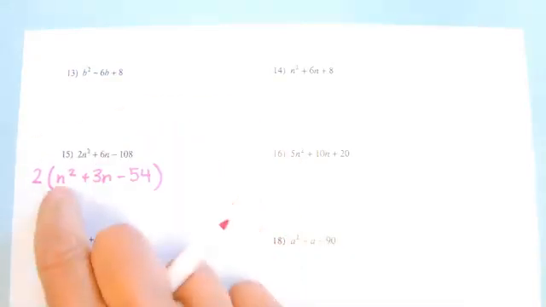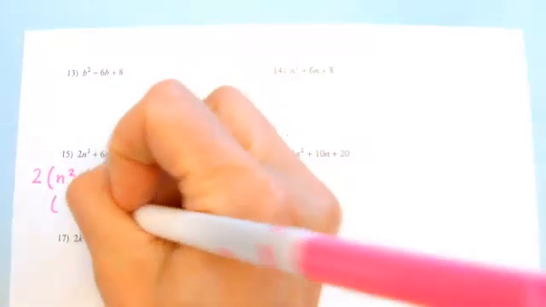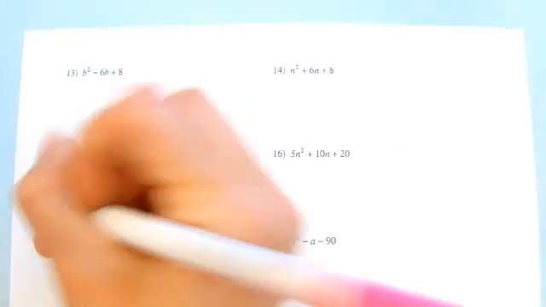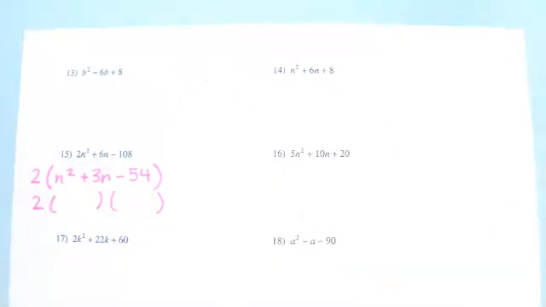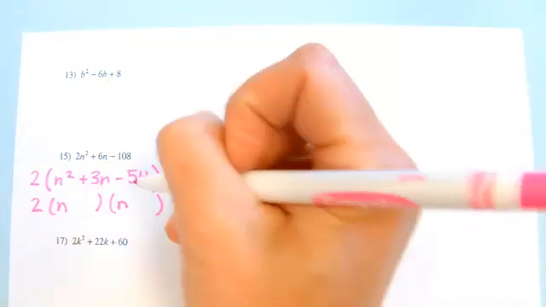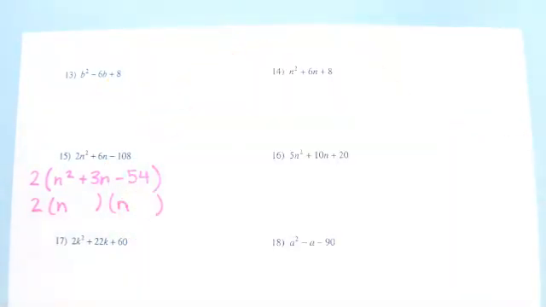Since now this is a 1 in front, I'm going to make 2 binomials, but the 2 is going to stay out in front as a GCF. So this is going to be n, this is going to be n. I'm looking for numbers that multiply to give me negative 54, yet add to give me positive 3, right? What multiplies to give me negative 54, but adds to give me positive 3? David? Is it 9 and 6?